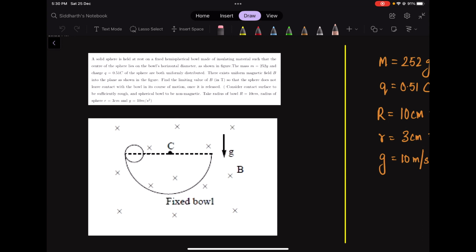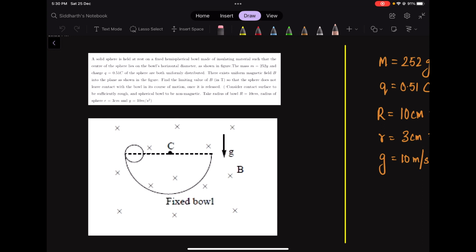They have given the mass of the sphere as 252 grams and charge is 0.51 coulombs, which are both uniformly distributed. Also, they have told that there's a uniform magnetic field into the plane. So we have to find the limiting value of B, that is the magnetic field in Tesla, so that the sphere does not leave contact with the bowl in its course of motion once released. Also, they have told that we can consider the contact surface to be sufficiently rough, which means the sphere will undergo perfect rolling motion, and the hemispherical bowl can be considered as non-magnetic.